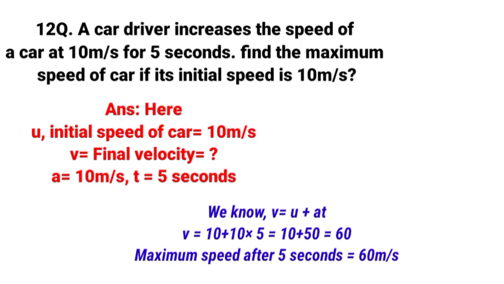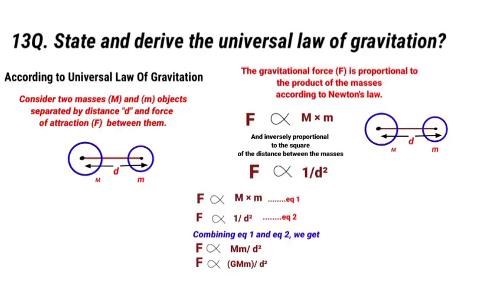In place of U, we will write 10, and the acceleration is also 10. Time is 5. Now after further calculation, we get 60 meter per second. The maximum speed after 5 seconds is 60 meter per second. State and derive the universal law of gravitation.